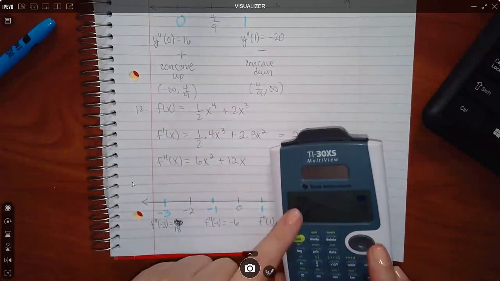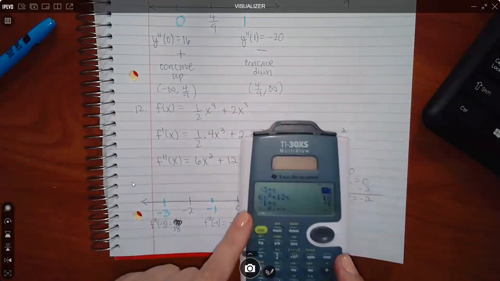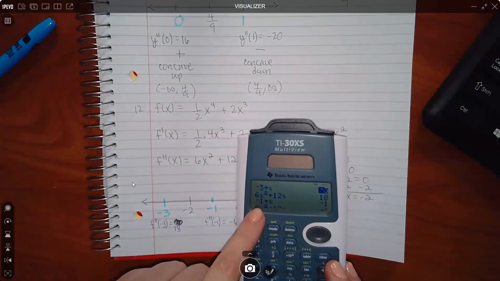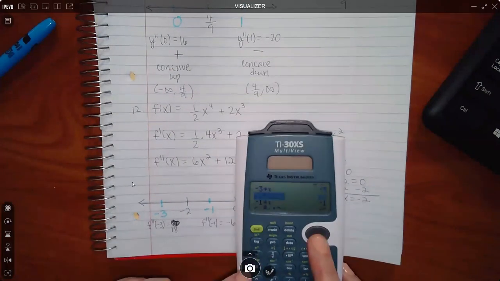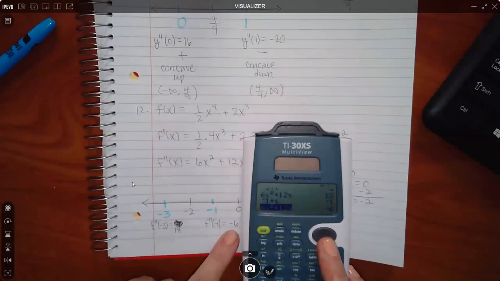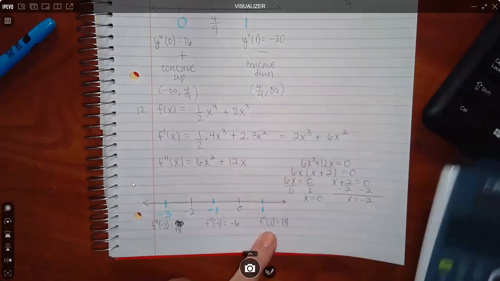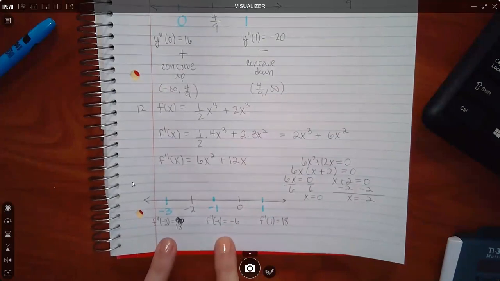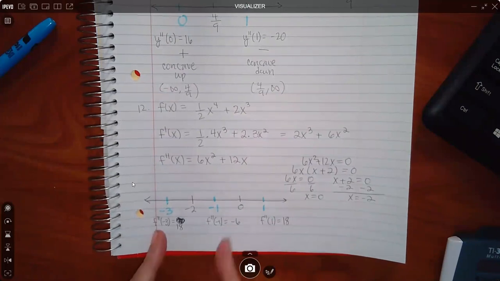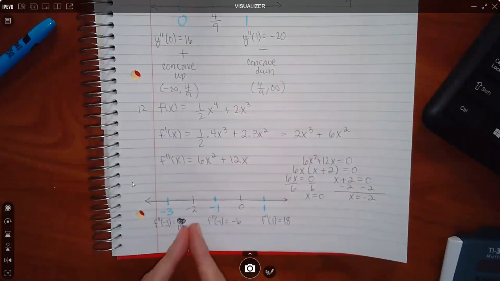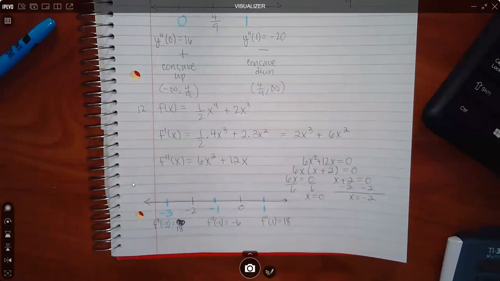First, I programmed the calculator x to be negative 3. Then I put in the expression and it plugged it in. Then I changed the x to negative 1, plugged it in, and I got negative 6. Then I changed the expression for x equal to 1 and plugged that in. Is the sign changing around negative 2? It does, right? It was from positive 18 to a negative 6. So negative 2 is an inflection point. We don't know what the point is yet until we figure out the y value.